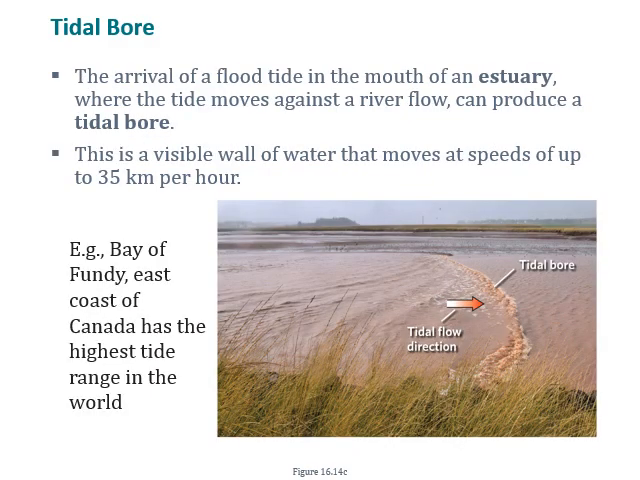A tidal bore is the arrival of flood tide in the mouth of an estuary, where the tide moves against the river flow and this produces a tidal bore. So this is a visible wall of water that moves up at speeds of 35 kilometers per hour. Here is a picture of the Bay of Fundy, on the east coast of Canada, which has the highest tidal range in the world.